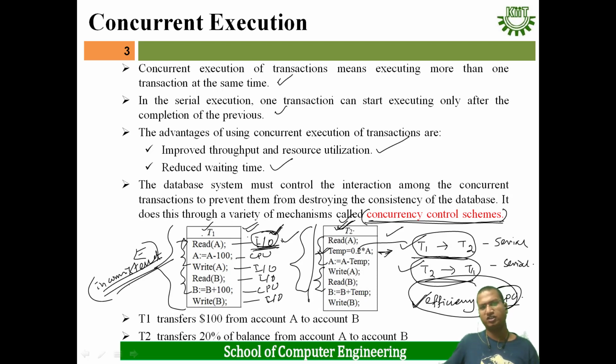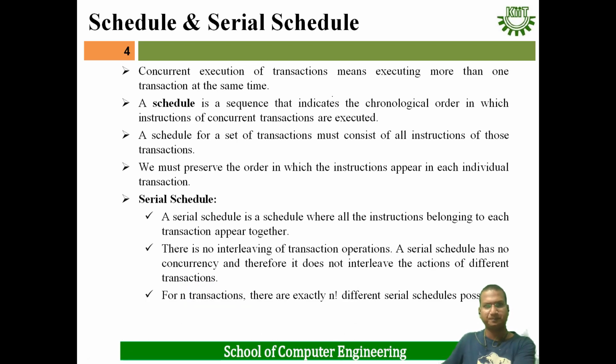Okay, transaction T1 is a transfer of $100 from account A to account B, and transaction T2 is a transfer of 20% of the account balance of A from account A to account B. Now we'll see what a schedule is. Concurrent execution of transactions means executing more than one transaction at the same time. That is concurrent execution of transactions.